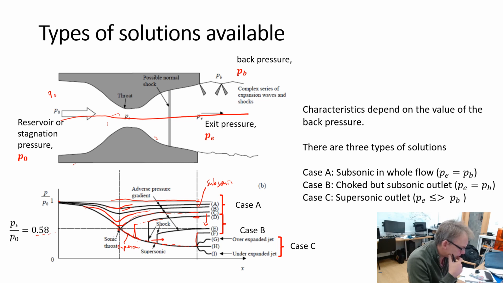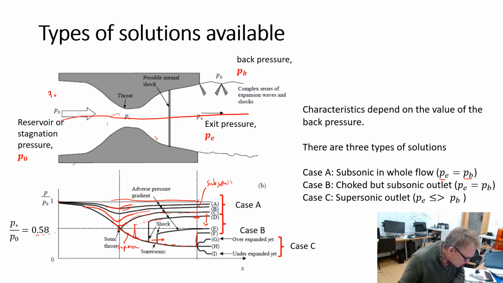And there are three cases of this, all reasonably straightforward. One, case A, is that the flow is subsonic everywhere, and in this particular case the exit pressure equals the back pressure. Case B is where it's choked but there's a subsonic outlet, and it's characterized by a shock at some point between the throat and the exit. Case C has a supersonic outlet, and the back pressure and exit pressure might be bigger or smaller. That depends on how much expansion you're doing.